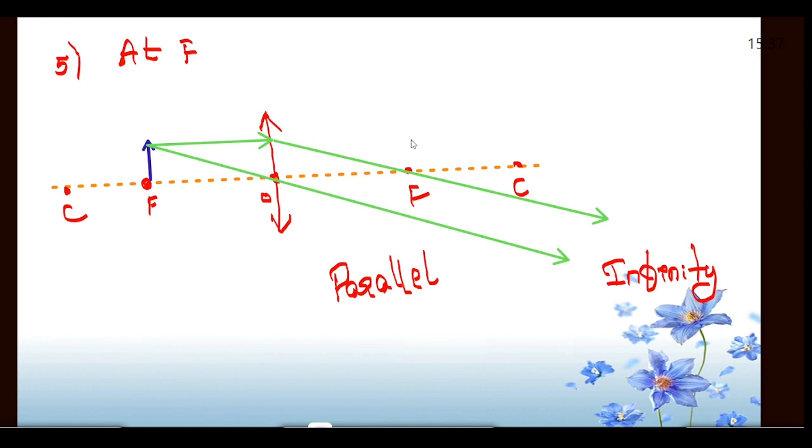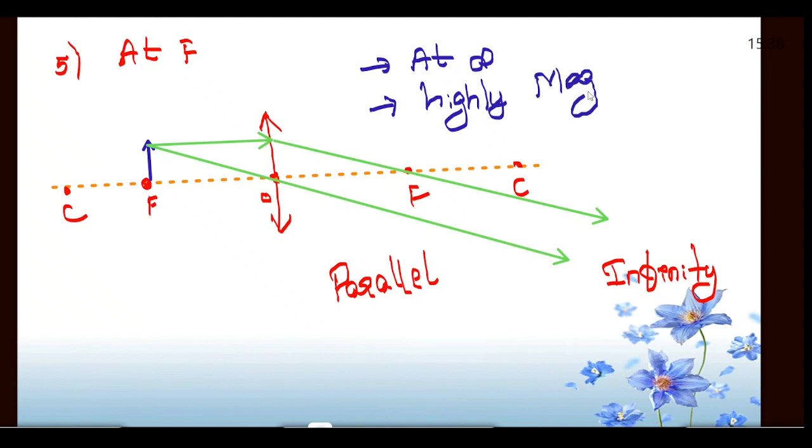So what are the characteristics of the image in this case? Firstly, the image is formed at infinity, okay? And at infinity, the image size is highly enlarged, or else highly magnified, okay? And what about the image? Is it real or virtual? Since these two refracted rays converge directly, it is a real image and also an inverted image.